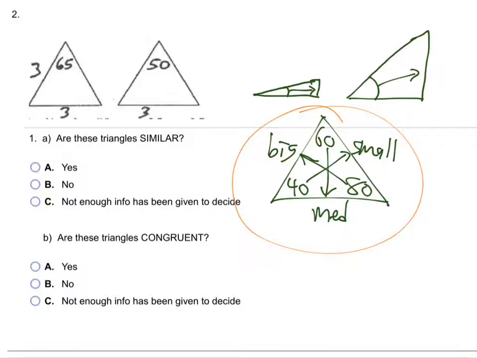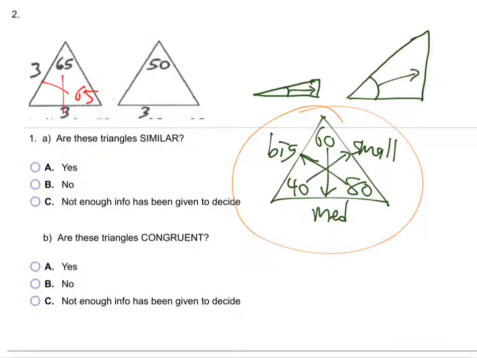Danielle. Yeah, what do you think about that one, Danielle? Yeah, this has got to be 65 also because they're both across from the same sides, huh? Right? Y'all getting that? Across from the same sides got to be the same. It's an isosceles triangle, right? Two equal sides, two equal angles.